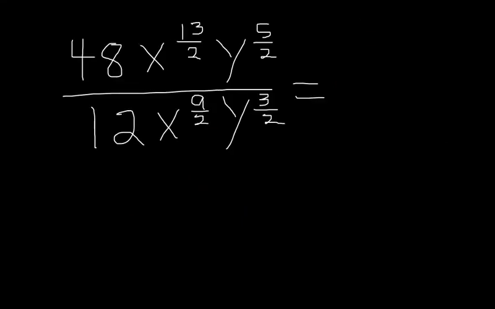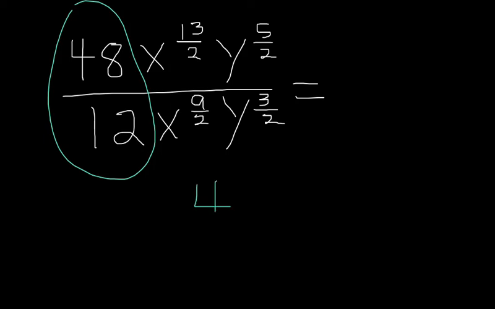Here's one that's a little more complex, but we can still apply rules of exponents even though those exponents happen to be fractions, as they are in this case. Now don't get confused. 48 and 12 are coefficients. We don't apply rules of exponents to coefficients. We simply divide. 48 divided by 12 equals 4. And we just subtract exponents when we divide like bases, so we have an x here and an x here. That's the same base. So 13 halves minus 9 halves is 4 halves.